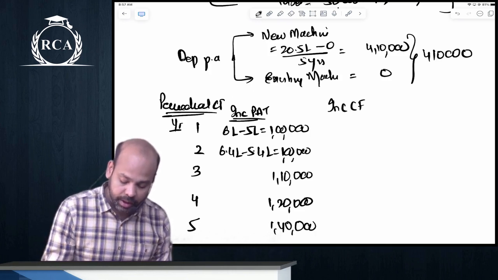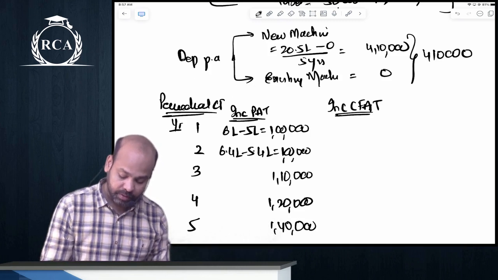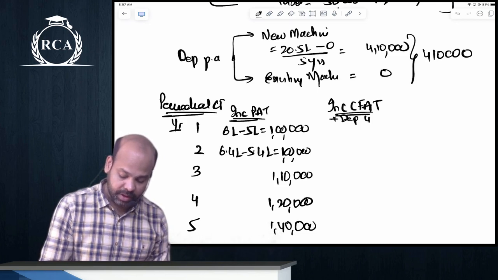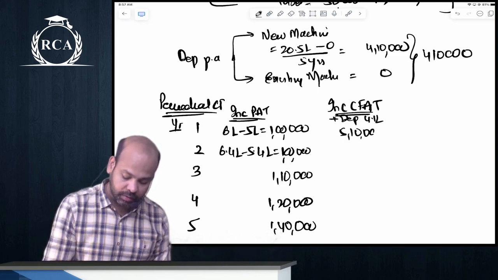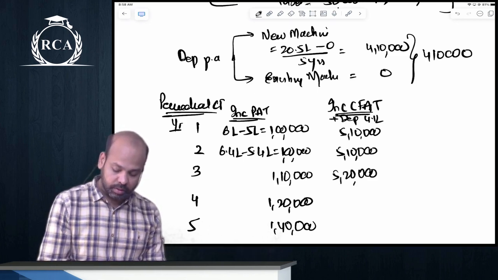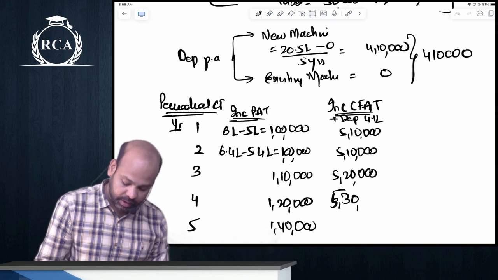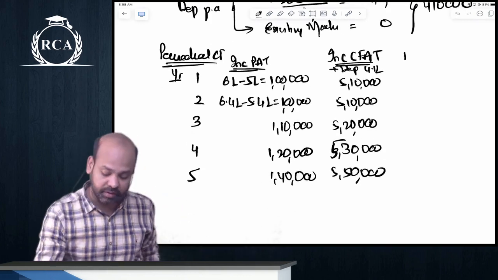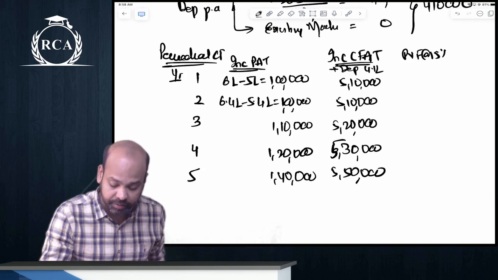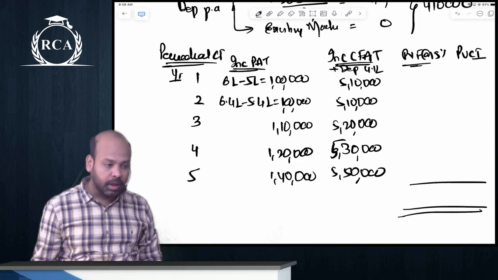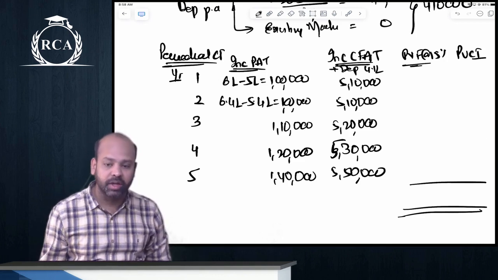You add back incremental depreciation, guys, and you get CFAT. Add back depreciation, beta, 4 lakhs 10,000. So that will be 5 lakh 10,000, 5 lakh 10,000, 5 lakhs 20,000, sorry 5 lakhs 30,000 and 5 lakh 50,000. Once you get incremental depreciation and incremental CFATs, guys, the present value factors to be considered are at 15% and get present value of cash inflows. Multiply by the present value factors given in the question, guys, and get PVCI.